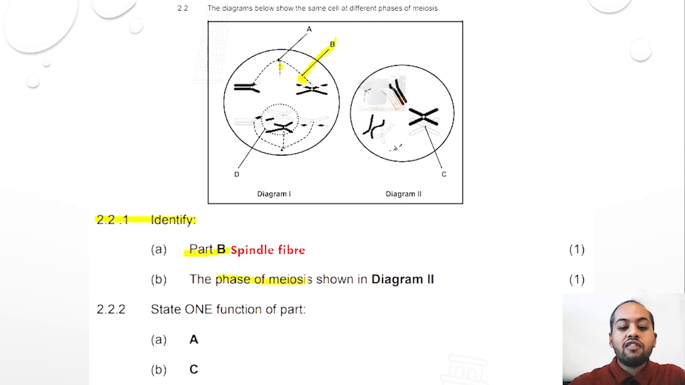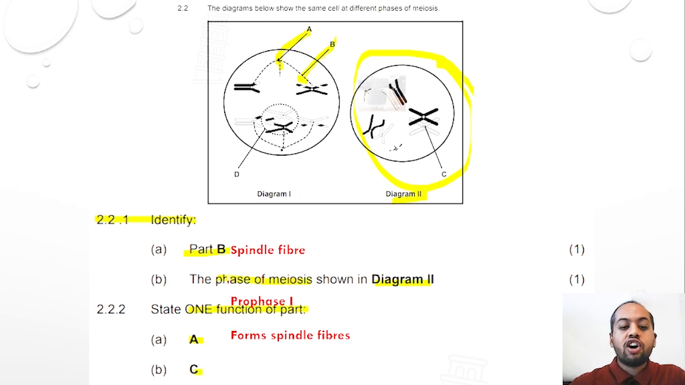Then the phase of meiosis shown in diagram 2, we are looking at the phase that occurs here. We can see that crossing over is going to occur. Therefore, without any doubt, it's going to be prophase 1. State one function of part A. So if we look at part A, it's pointing to that dotted structure that's going to hold the spindle fibers. They're saying give one function, so it's going to be the centriole, and therefore the centriole is going to form the spindle fibers.